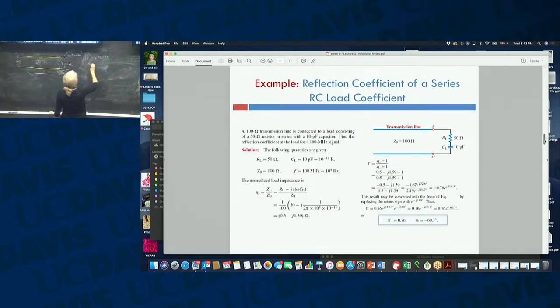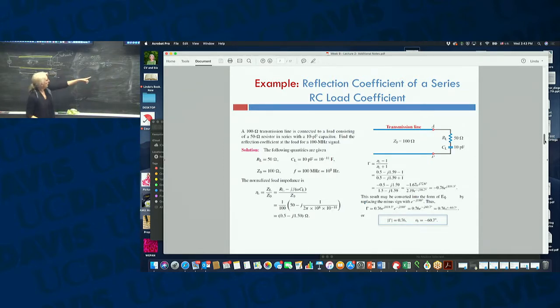Z_L, which is 50 ohms, minus j in that case, 1 over omega C, okay? So what else do I need to know? Frequency, which we have. So omega is 2 pi f. So I need to find omega C. And then from there, I have this load.